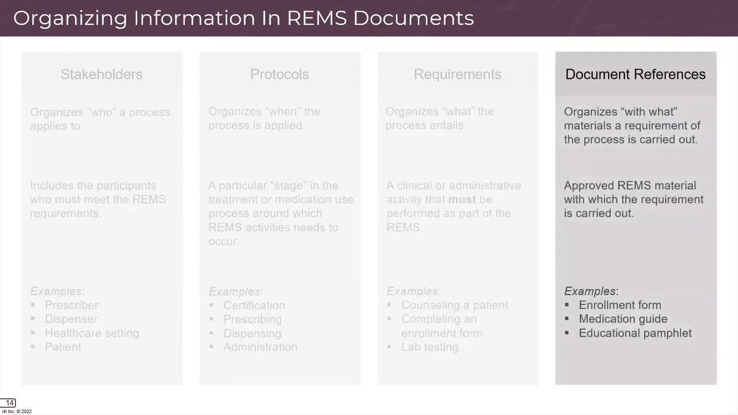And the lowest level of the requirement hierarchy is the document references, or the with what of the 4 Ws. Each requirement can have one or more of these. And I mentioned that an example requirement would be to complete a patient care form. The actual form is the with what, or the document reference. Some examples could be enrollment forms, medication guides, or educational materials.